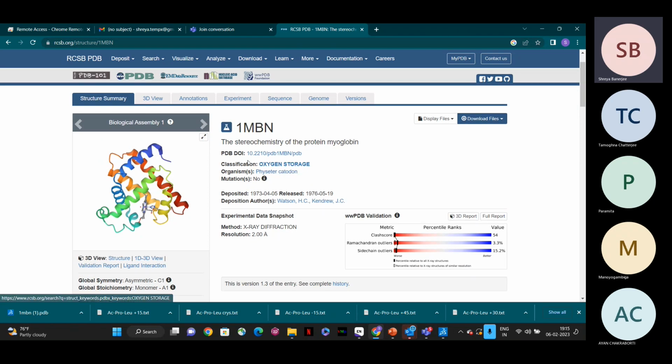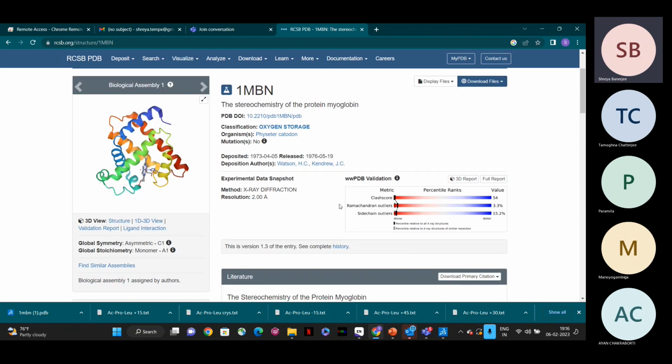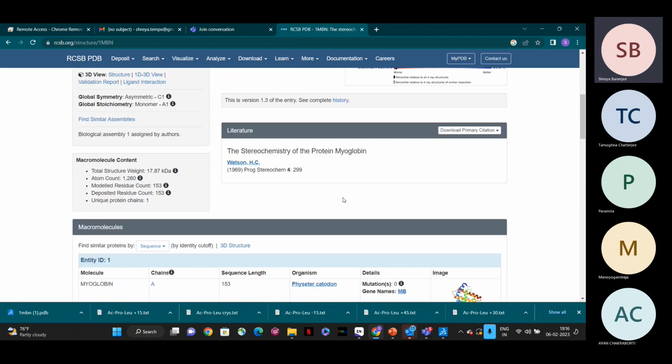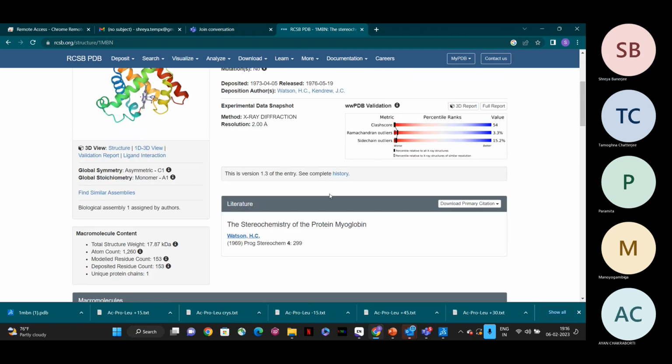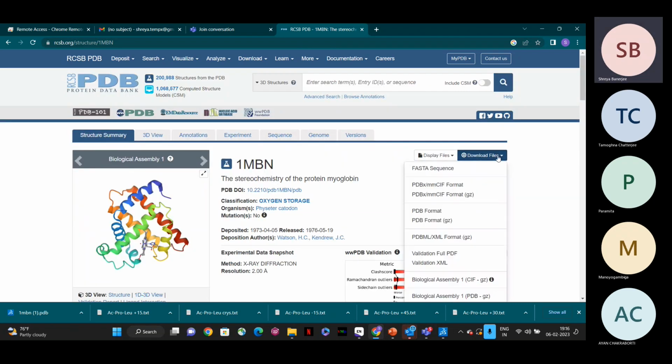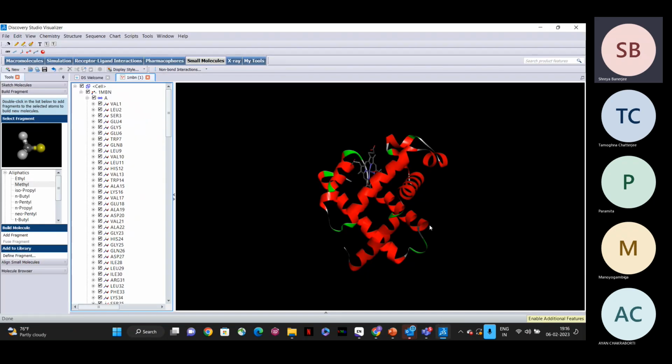So what is the classification of the organism, when it was deposited? See, this was deposited by Kendrew, and then the total structural weight and everything is also given. So you have to go to download files and download it in PDB format. Because I think PyMol also allows the visualization of the PDB format. So once you download it, if you have PyMol, you can open it in PyMol.